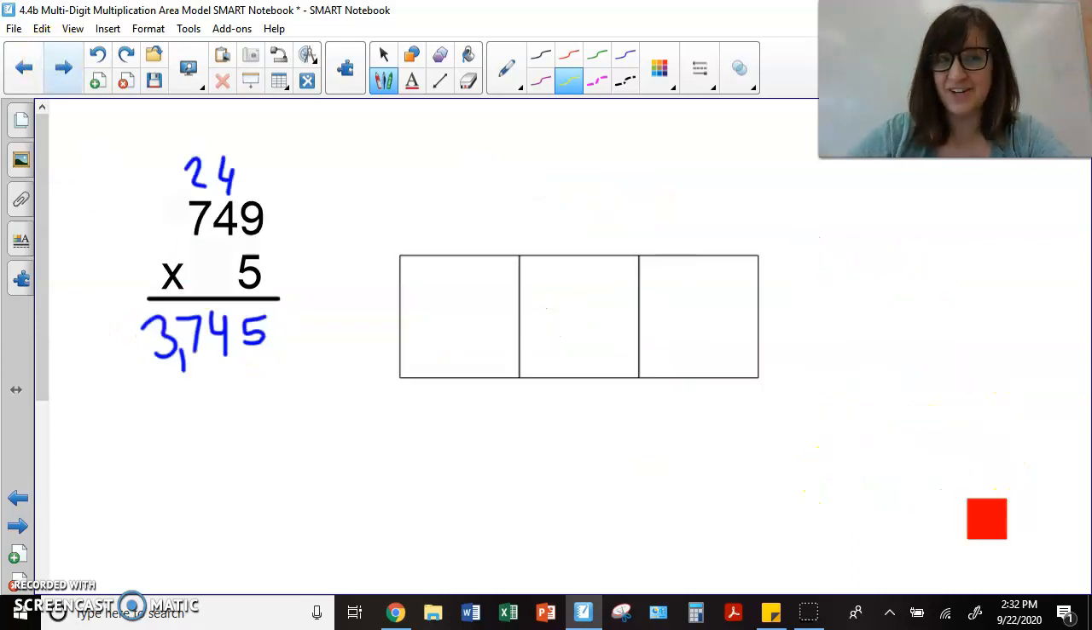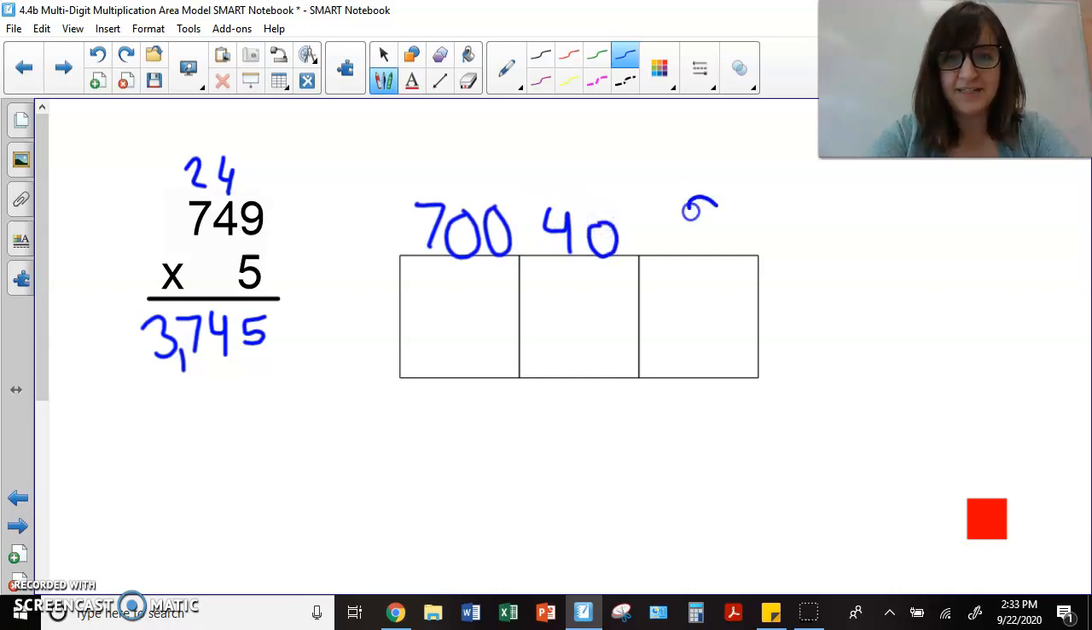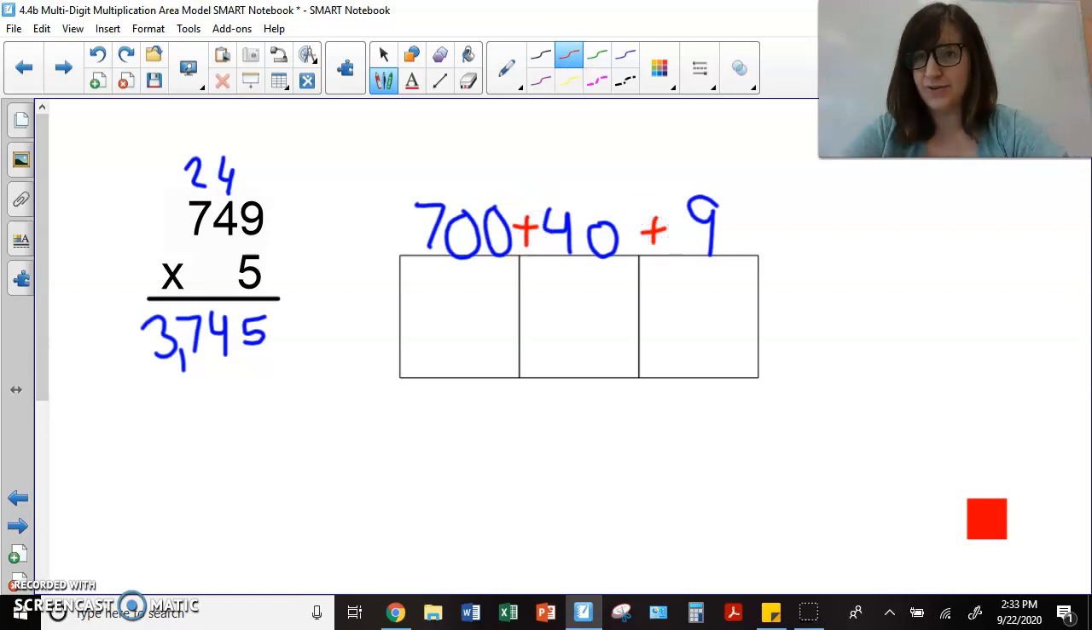Let's try it with 749 times 5. So I'm going to take my number 749. I'm going to break it apart into expanded form. So the 7 in 749 is worth 700. The 4 in 749 is worth 40. And the 9 in 749 is worth 9. When I add those together, I get 749. That's that number in expanded form.